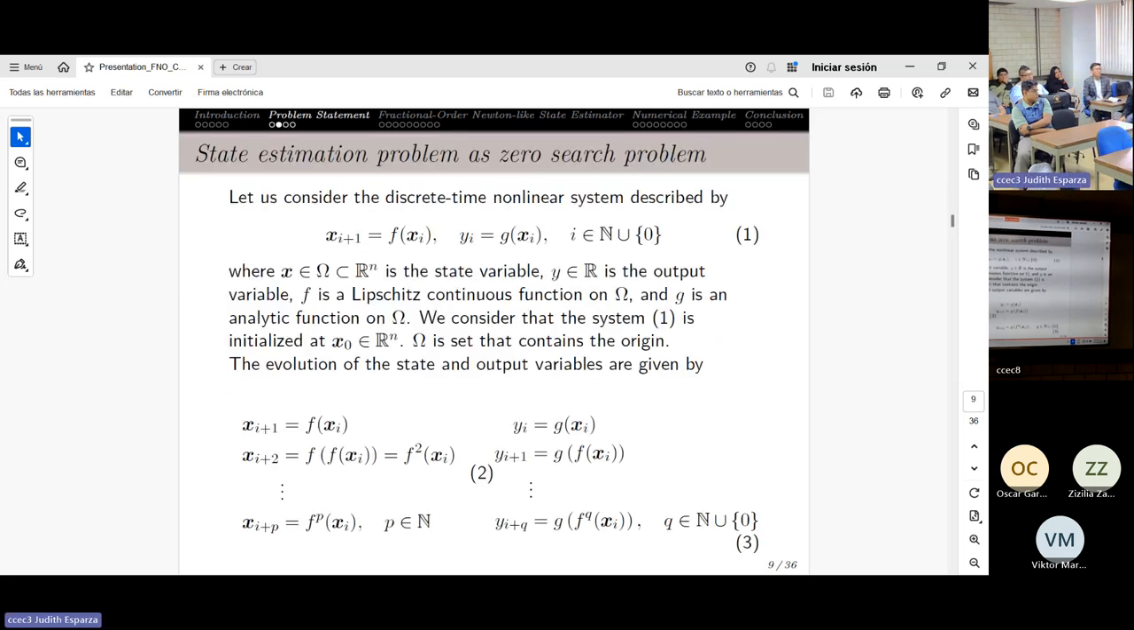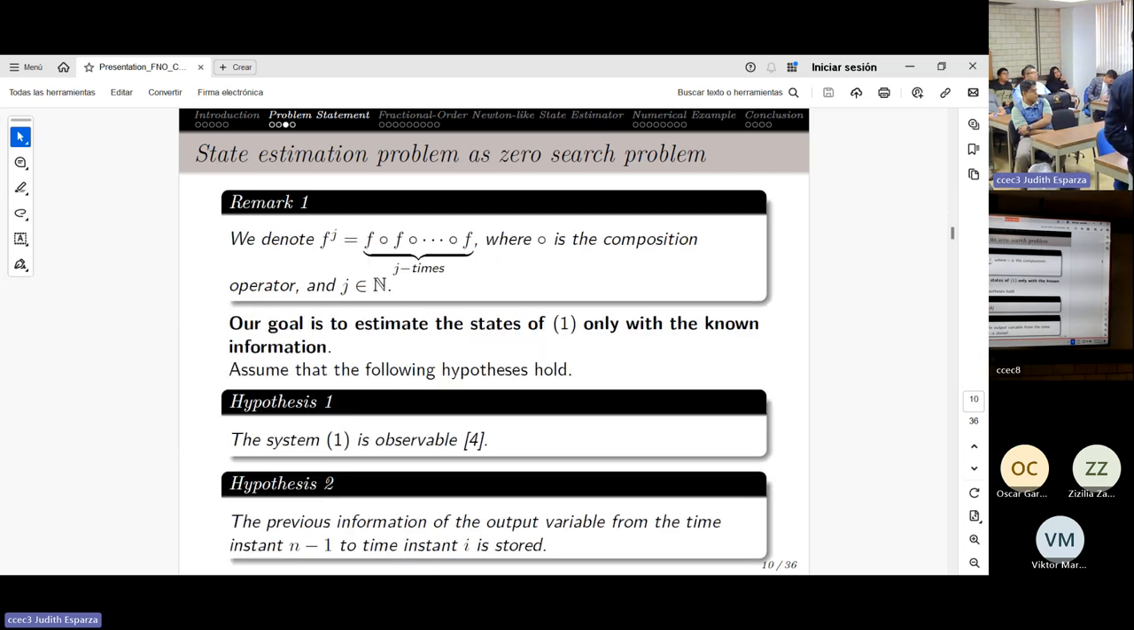The problem statement. We take this nonlinear autonomous system in discrete time. The function is in some region where it is differentiable, analytic, and Lipschitz continuous. So the evolution of the state and the output variables are given by equations 2 and 3. The state of the system follows the sequence in equation 2, and the output of the system evolves according to equation 3. This operator is a composition operator, an iterative function.